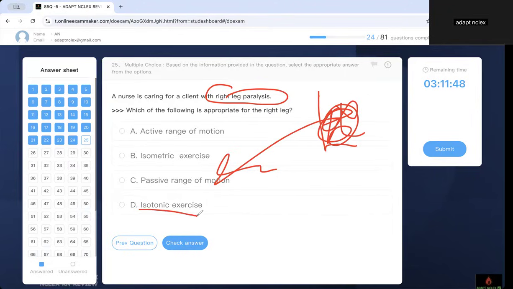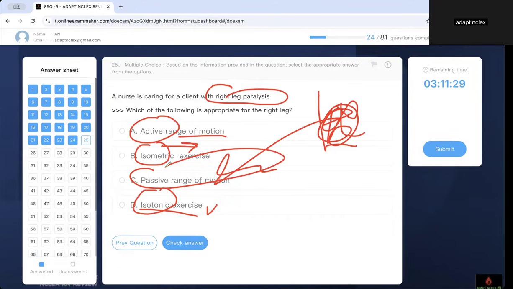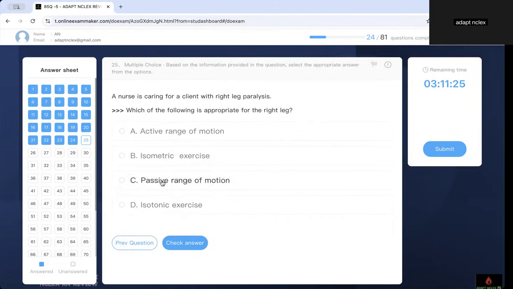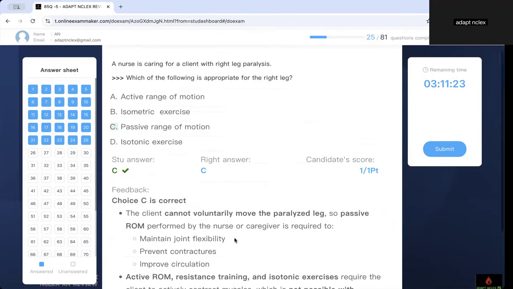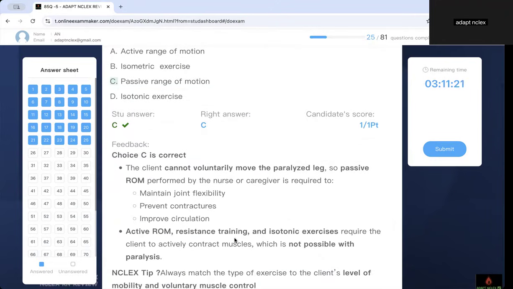I don't know isotonic exercise, but it never says the patient is not moving. It means the patient is doing it. Isometric exercise, the patient is still doing it. Active range of motion, the patient is doing it. As if the patient is not doing anything. Therefore, you are moving the patient's leg. I'm picking this answer choice. That's the way you answer questions. That's the way.